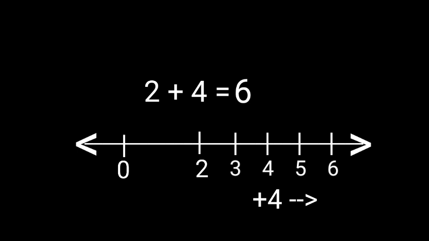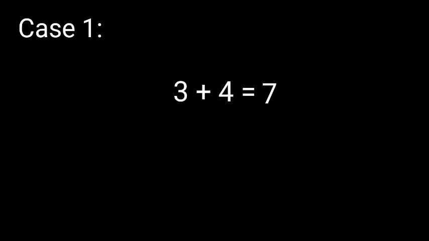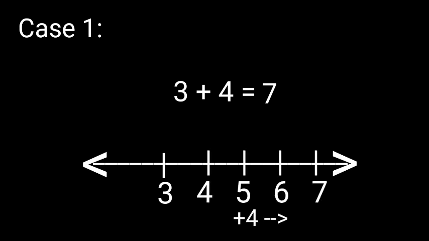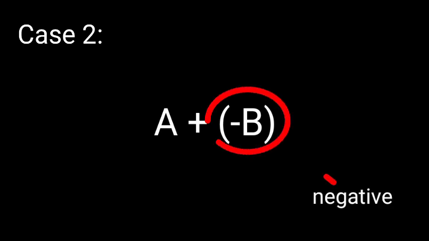Let's solve another problem. In case 1, 3 plus 4. In the number line we start with 3 and move 4 to the right because 4 is positive. Now let us move to case 2, where the second integer is negative.